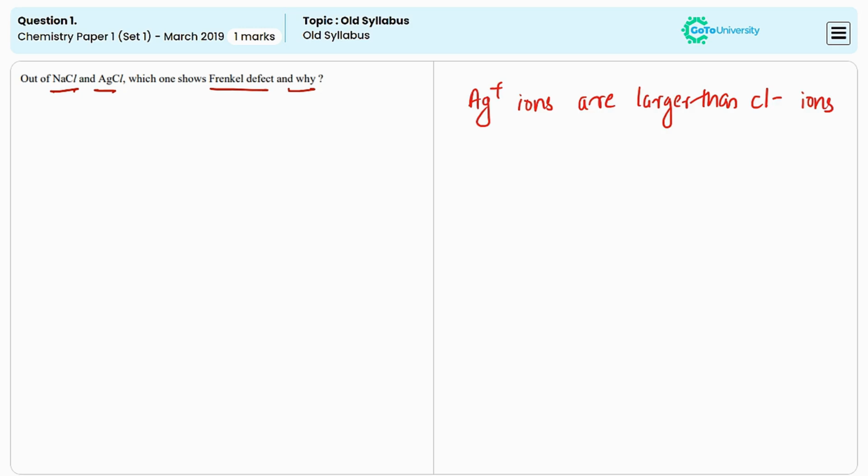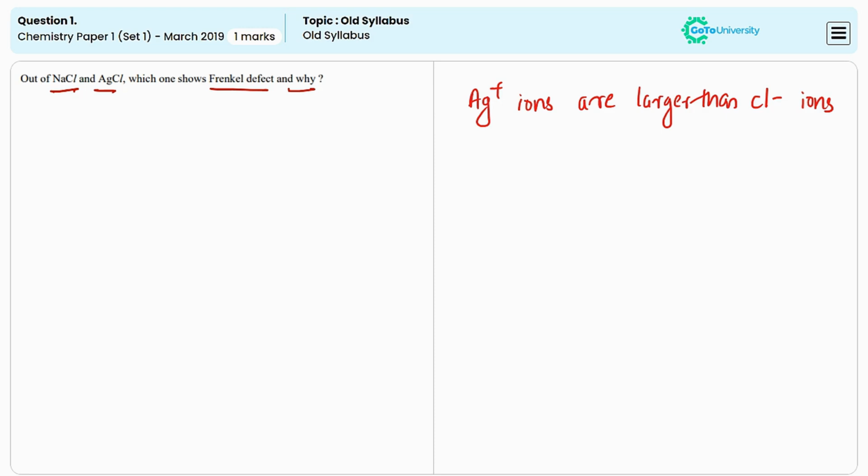In case of silver chloride, the silver ions are relatively small compared to the chloride ions, which allows the Ag+ ions to be displaced from their lattice position to the interstitial sites. It leads to the Frenkel defect.